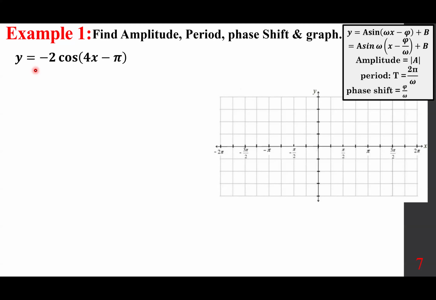The very first thing, class: x inside the parentheses must have no coefficient, so the 4 comes out. If you factor out the 4, this becomes x, this becomes minus pi over 4. Please understand what happened here. You take the 4 out; if you multiply by the 4, you get 4x minus pi. So the amplitude is the absolute value of -2.